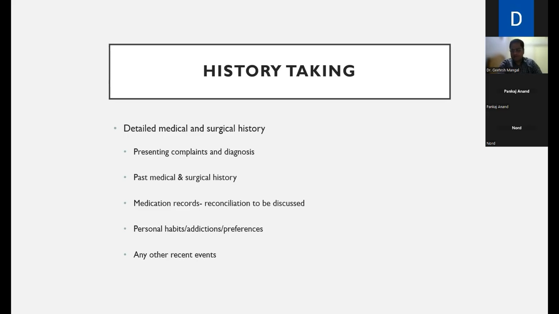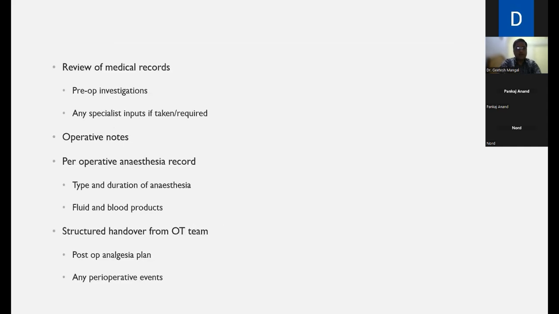Some of the medications may be omitted, depending on the surgery or the anesthesia which has been planned. Then the personal habits and preferences, any addictions, if they are there, have to be noted, and the perioperative therapy has to be planned accordingly. Then any other recent events which have happened, especially, as Zaveri has talked about, any critical events in the ward, have to be noted and taken care of.